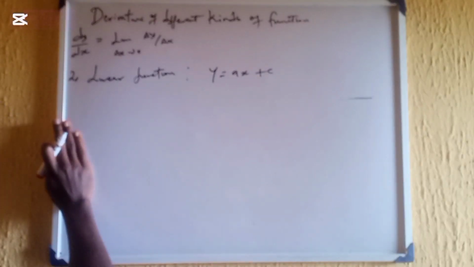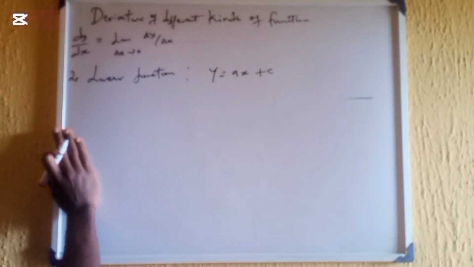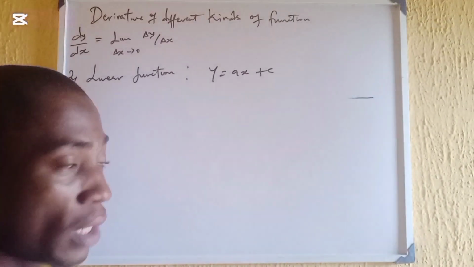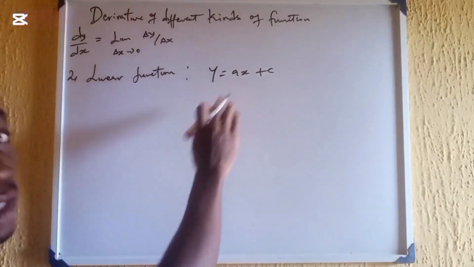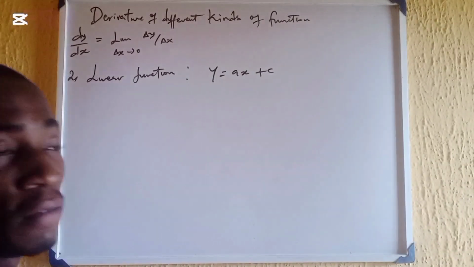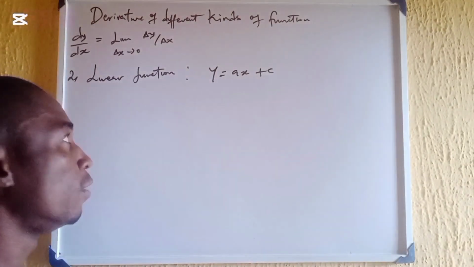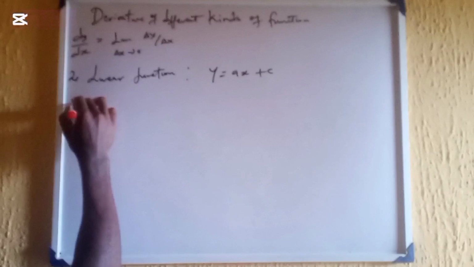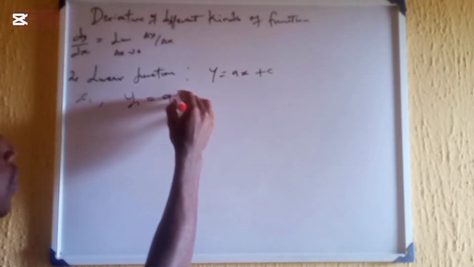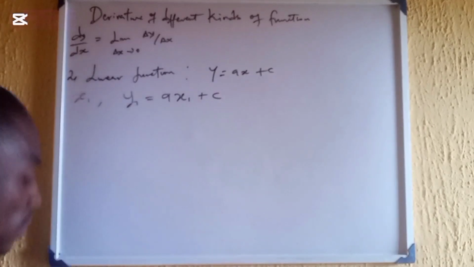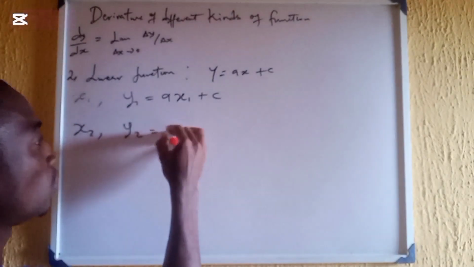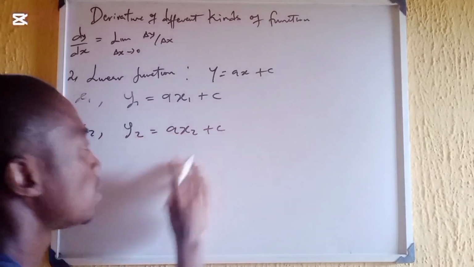So the next function we'll have is the linear function. It's called a linear function because when you plot the graph, you'll be having a straight line. So we'll have y equal to ax plus c. This is the equation of the linear function. So what will be the derivative, that's dy/dx of the function? You see at (x1, y1), y1 is equal to ax1 plus c. Now at x2, y2 is equal to ax2 plus c.